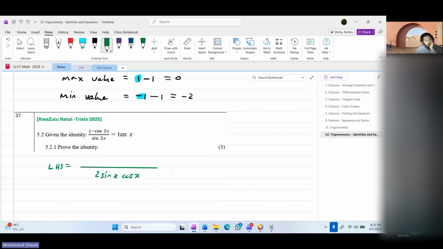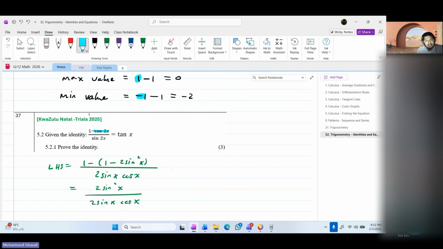It means that I want to cancel out the 1, right? And then I can expand the cos 2x. So it has to be 1 minus 2 sine squared x. The 1 and the 1 cancel out. So you're left with 2 sine squared x over 2 sine x cos x.